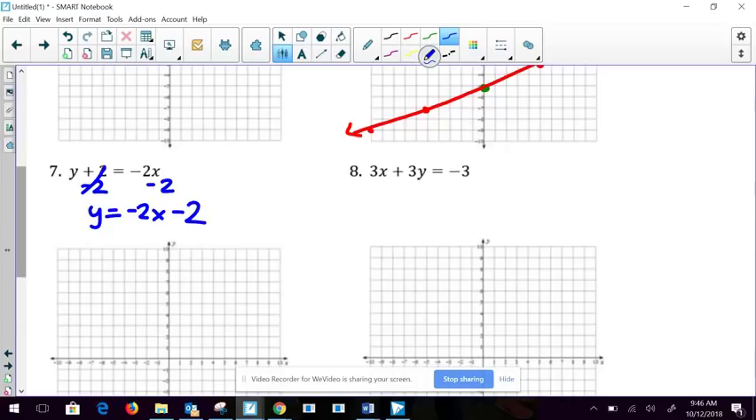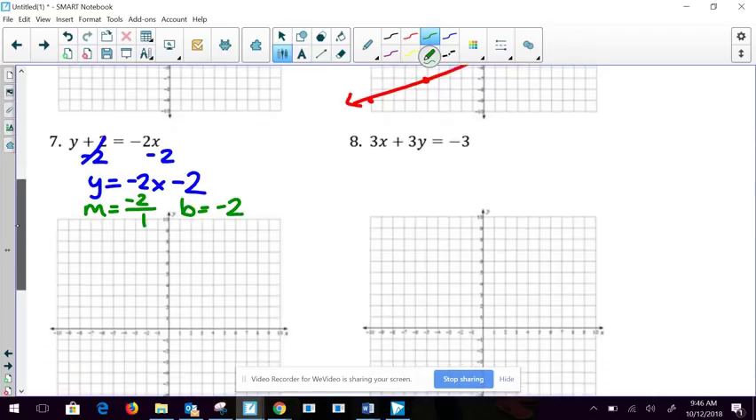So when I write down my slope, this is an important step that you don't want to forget. What is my m equal to? Right, it's a -2, but those whole numbers are extra special, so what do we always put underneath it? Right, we put it up on a pedestal by putting a 1 underneath it. And what is my b? Great, it's a -2.